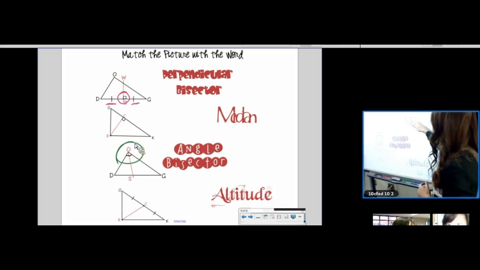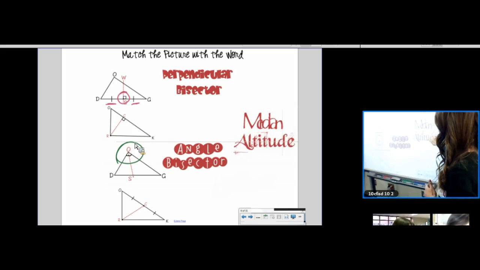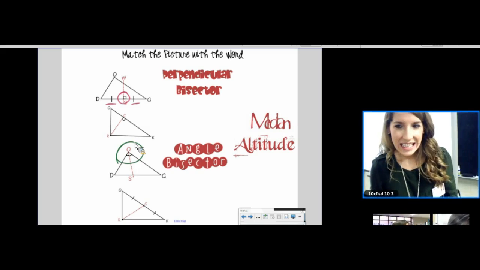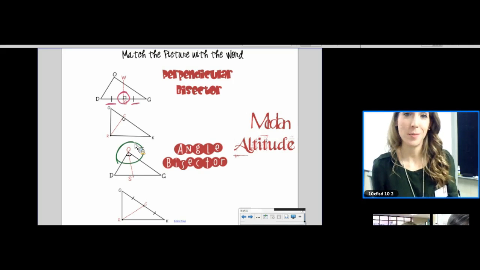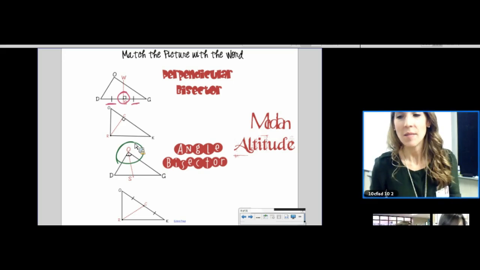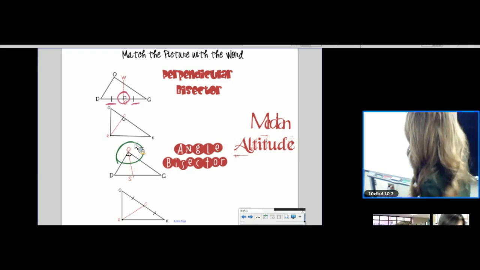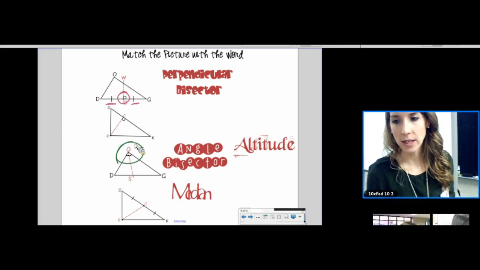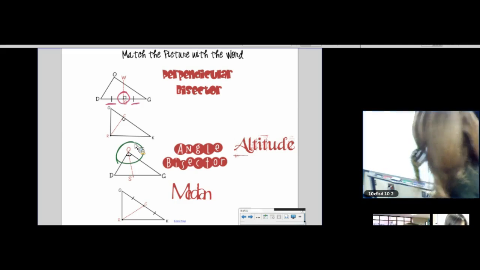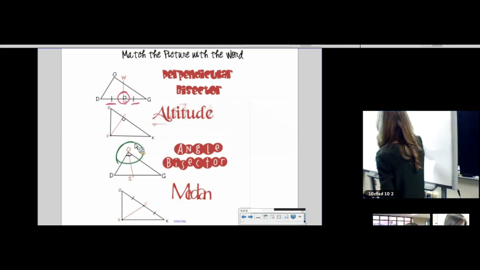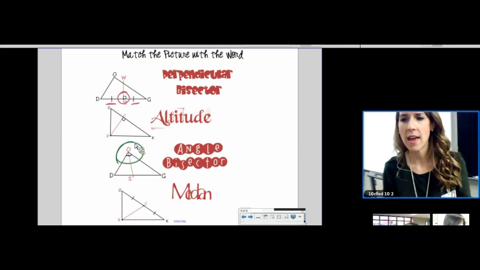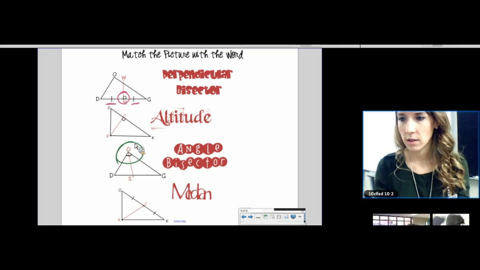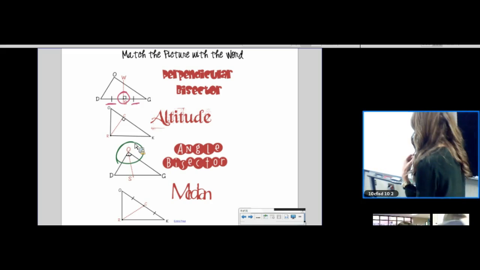So now we have two left. We have median and altitude. And we have two triangles left. Well, median kind of sounds like a midpoint, right? They'll start with an M at least. Median will go through a midpoint. So our median is going to be this one down here, where C is the midpoint of the opposite side. And then our altitude needs to be perpendicular. So we'll learn more about that in a minute. Just wanted to see if you could use your prior knowledge to connect those to the right picture.